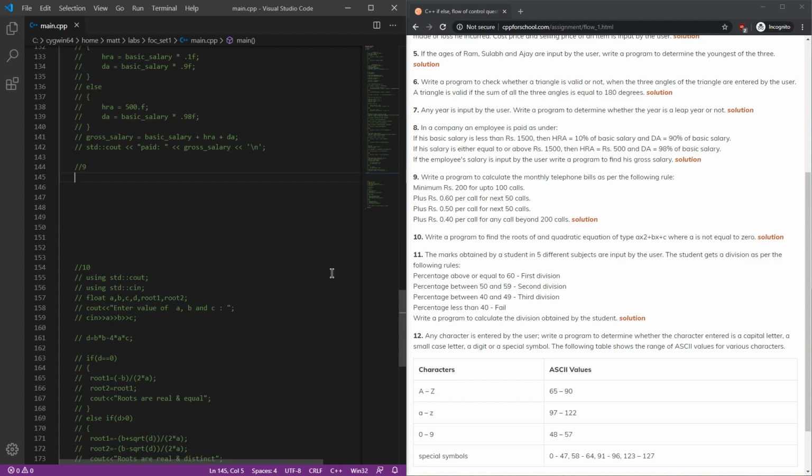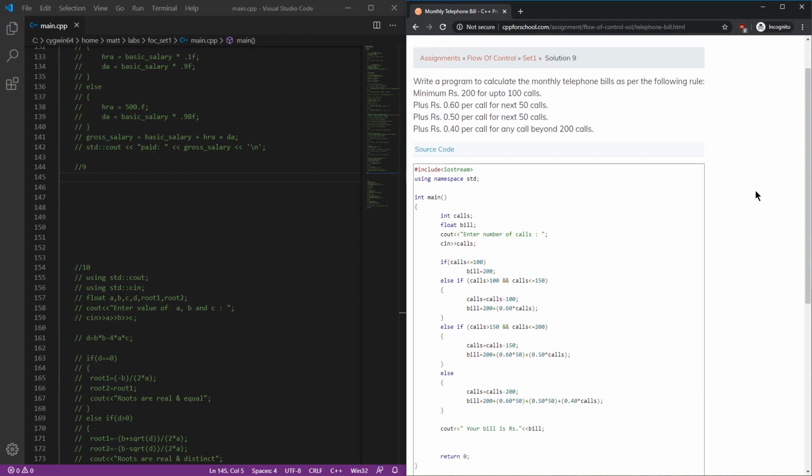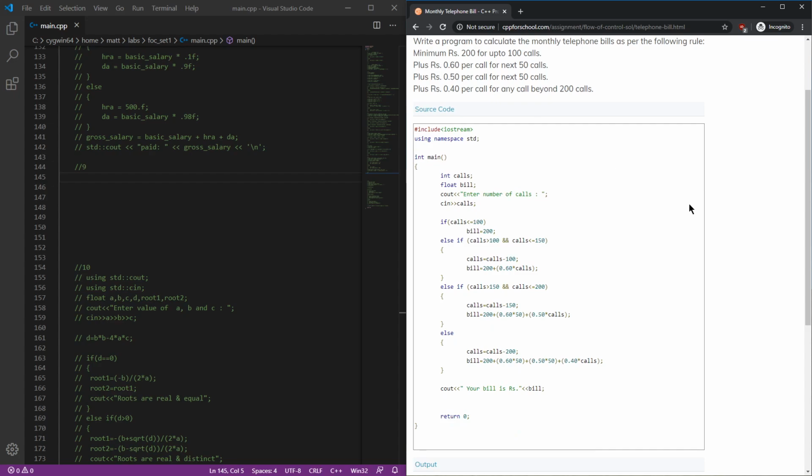Minimum Rs 200 for up to 100 calls. What the heck does that mean? Am I supposed to know? Does anyone know what that means even? Minimum Rs 200 for up to 100 calls. I literally have to look at this solution because I have no clue what they mean by Rs. All right, sorry. I don't like looking at these solutions, but you gotta ask for clarification if you need it.